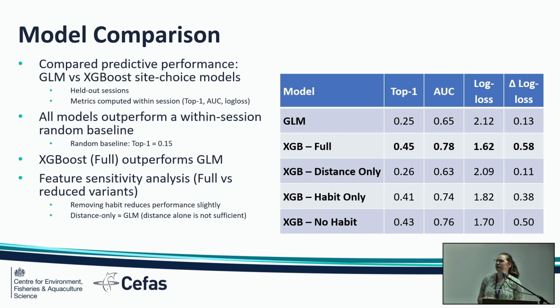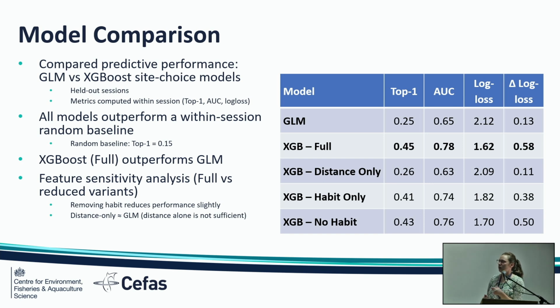This is the results of the model comparisons. So we compared the predictive performance of the GLMs and the XGBoost on held out sessions, and we computed session-based metrics. So top one is the hit rate, so it's how often the actual chosen site was ranked top in the choice set, and the AUC, which is the ranking performance. So it's how often the chosen site was ranked higher than the non-chosen alternatives.